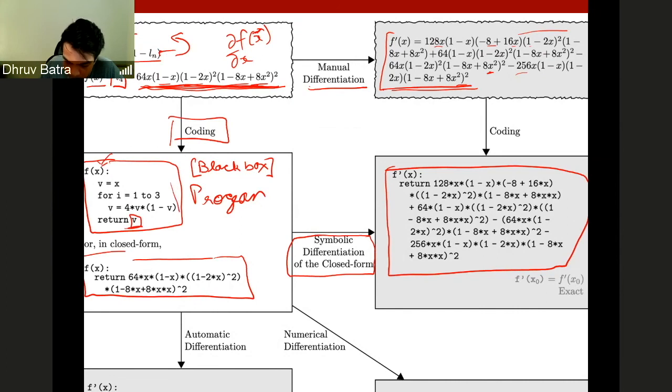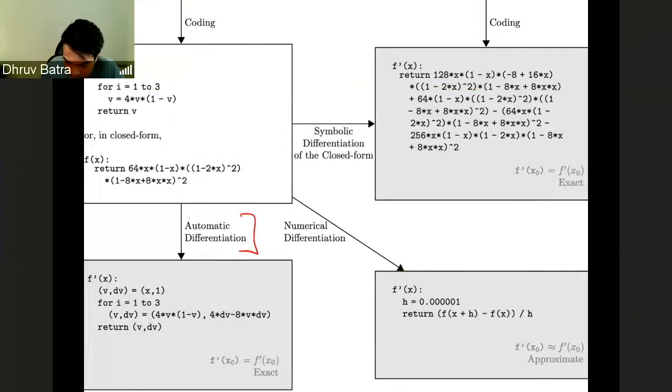Those steps do not have to correspond to that expression, right? So this is a program. What symbolic differentiation will do is it will take that as input and it will give you an expression back in terms of x. This is a string or an expression. Automatic differentiation is: take the program as input and give me a program as output.